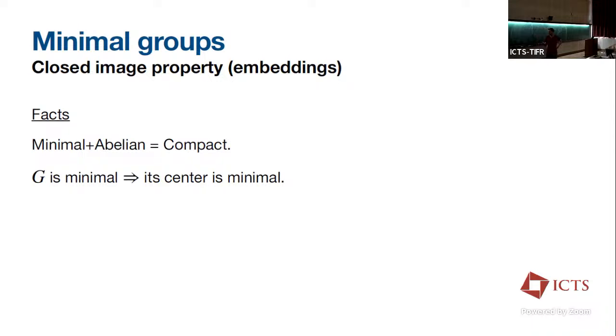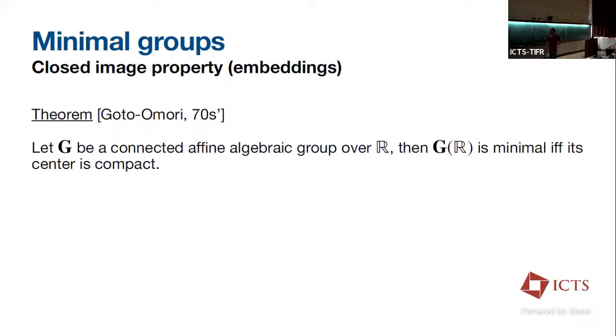So what does work, here's a theorem by Goto and Omori, back in the 70s. If G is a connected affine algebraic group over R, then G(R) is minimal if and only if the center is compact. It was not stated in this language, but it's basically what they're saying. So for real groups, having a compact center is the same as being minimal.